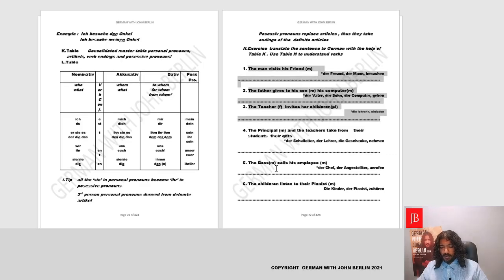And a quick note. If you look at the possessive pronouns here, mein, dein, sein, ihr, sein, unser, euer, ihr, you'll see there are too many ears for one to remember.